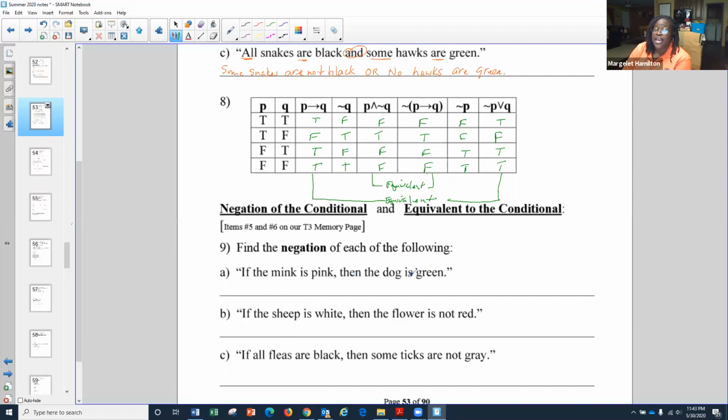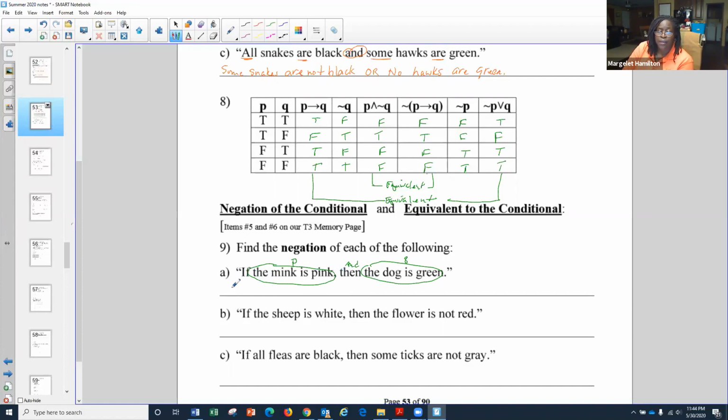then negate your Q. So it says if the mink is pink, that's our P, then the dog is green is our Q. We know that then it's going to become and, all right? And we know we got to keep this the same. This changes to and then we're going to negate, right? So we have no more if, okay? If is gone, because if then becomes the and.